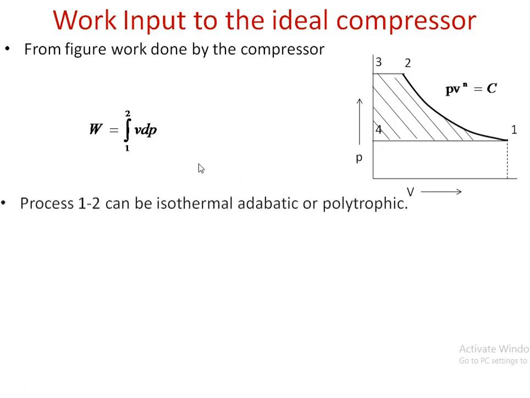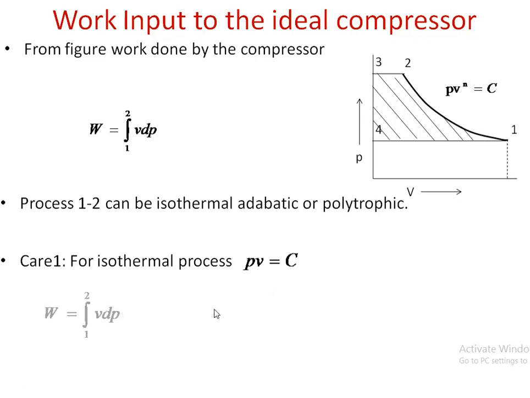To carry out the integration, first I should know what the process 1 to 2 is. The process 1 to 2 can be isothermal, adiabatic, or polytropic. All three possibilities are there. If it is adiabatic or polytropic, the mathematical treatment is the same. The only thing is, for a polytropic process you have this n index. For an adiabatic process, instead of n I use gamma. But if it is an isothermal process, then the treatment is entirely different, because for an isothermal process PV is equal to constant, whereas for polytropic and adiabatic processes, PV to the power n is equal to constant. This difference makes the treatment entirely different for the two cases.